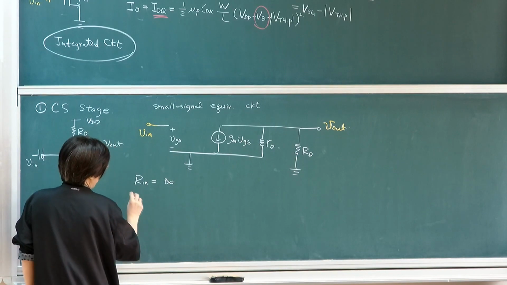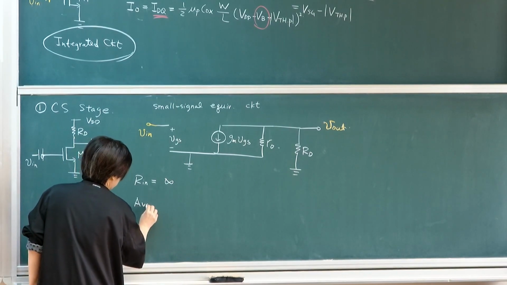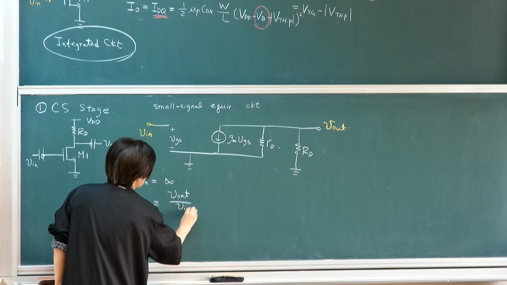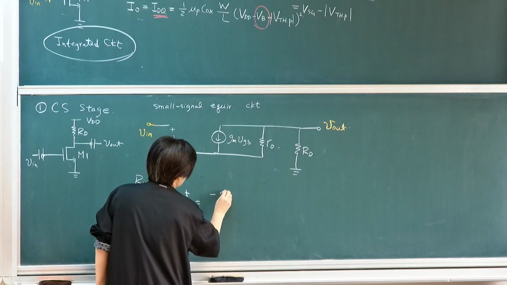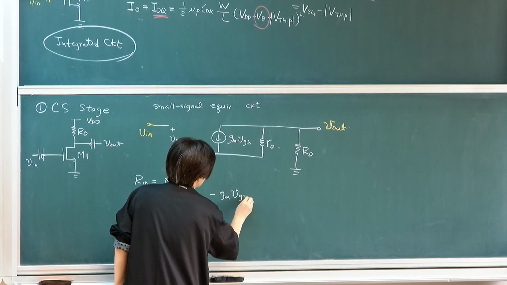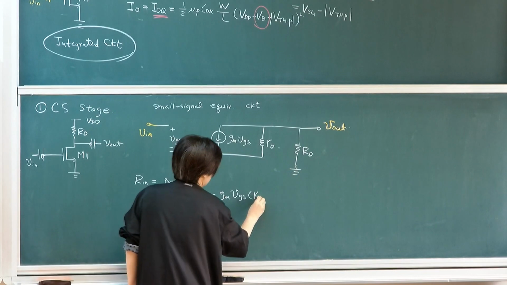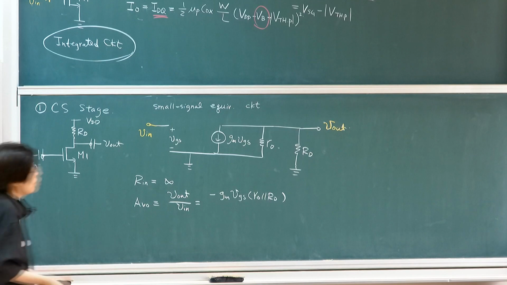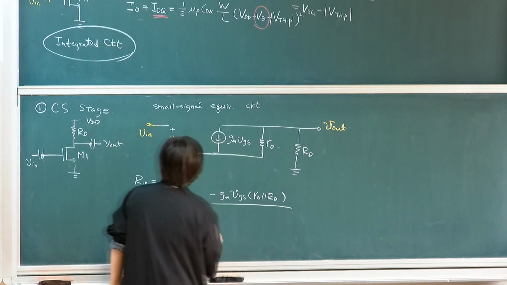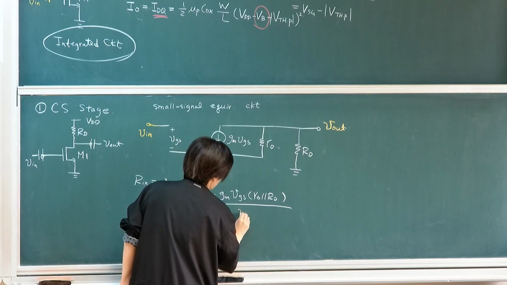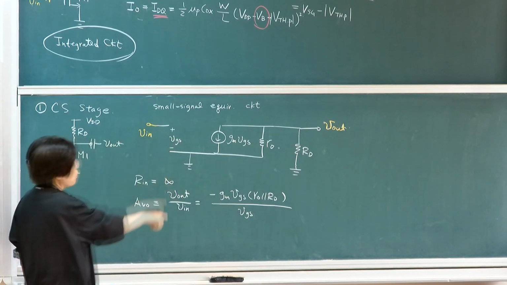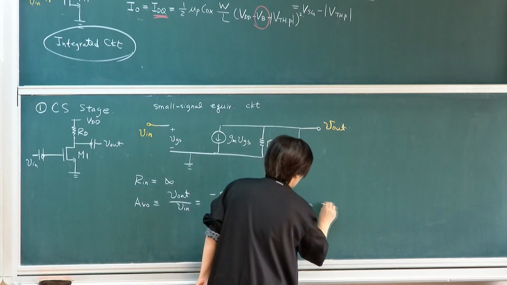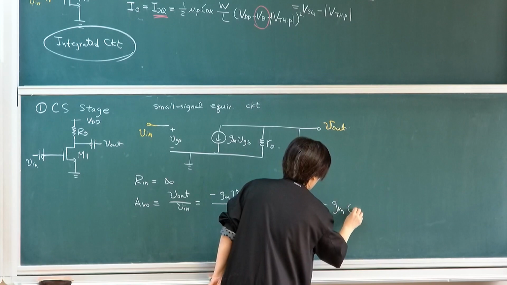So if we only talk about resistance, then its input resistance is infinite. Then we're going to talk about its output, AV, defined by Vout over Vin, and then it will be minus gm VGS times these two resistances in parallel. Therefore, I'm including RL without too much hassle. You can include it. And then input equals VGS; Vin equals VGS is very straightforward. Therefore, you will get a gain of minus gm RL.